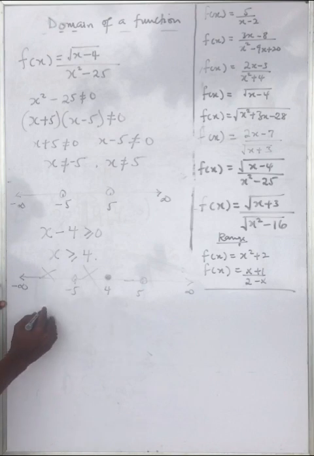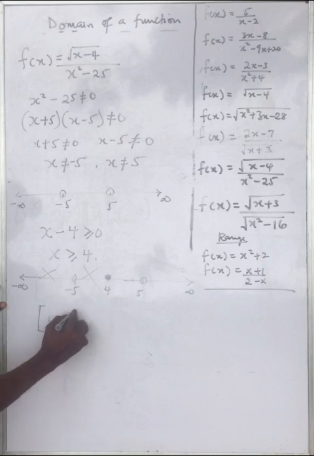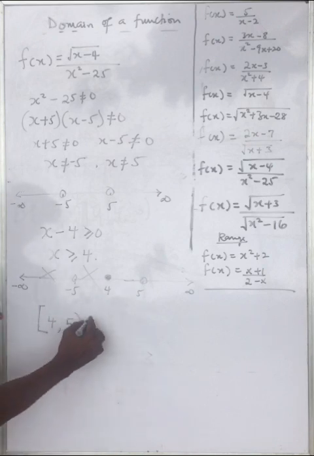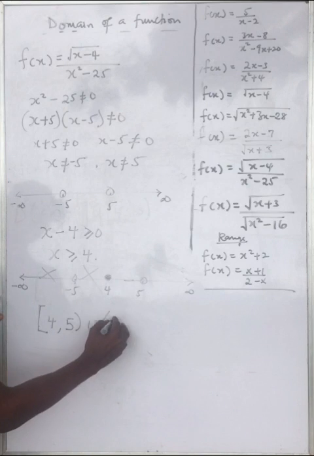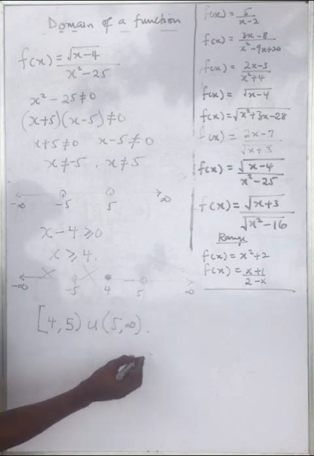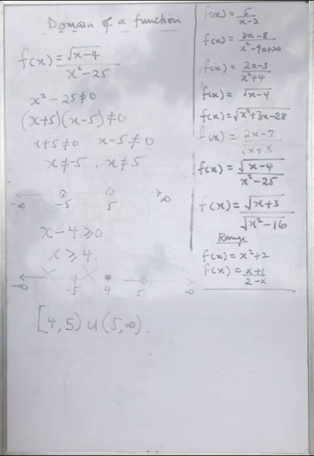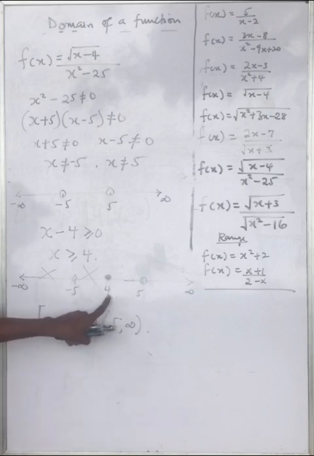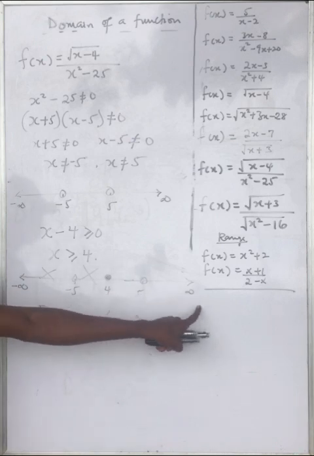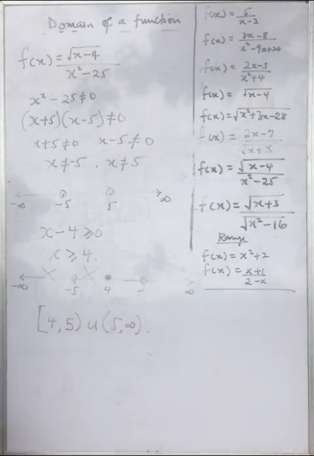So the domain of the function will now be, remember, it is closed at this edge, from 4 to 5. Are you with me now? And from that 5 to what? From 5 to infinity. Did you get what I have done now? Because the value of x will take from a closed interval of 4 to 5 and from 5 to infinity. And that's exactly what we are having here.